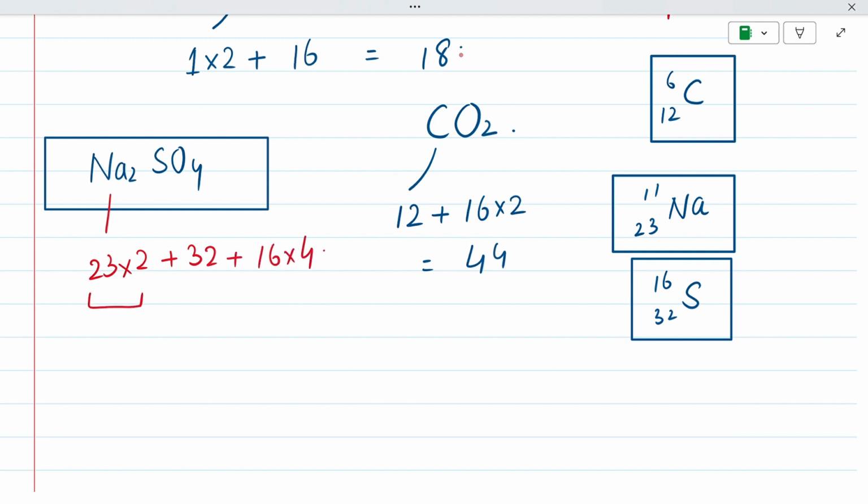So what is the final answer? 46 plus 32 plus 16 fours are 64. Can someone quickly do it? 142. Right. So the first step you should know while you are finding the moles is how to calculate the relative molecular mass. To find Mr, we take the atomic masses and sum them.